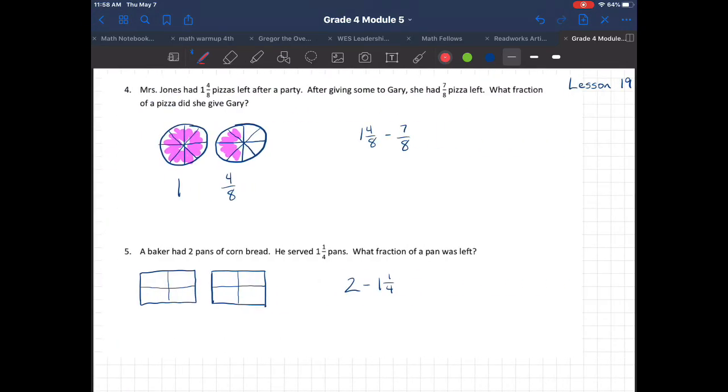Number 4, Mrs. Jones had 1 4/8 pizza left after the party. And I drew that part right down below that. You can see a full pizza over here and a half a pizza, 1 4/8 of a pizza. After giving some to Gary, she had 7/8 of a pizza left. So I'm going to use another color and shade in 7/8. So she had 1, 2, 3, 4, 5, 6, 7 pieces left. That's what she had left.